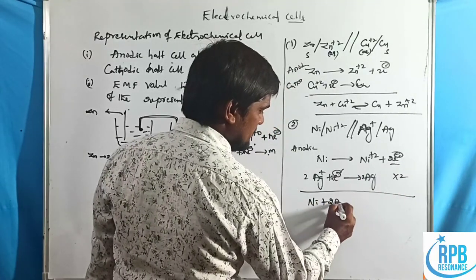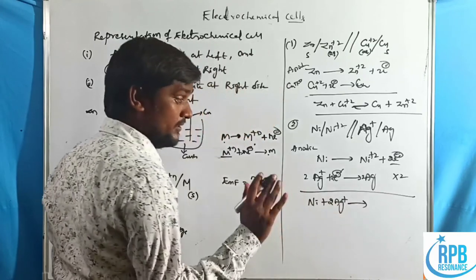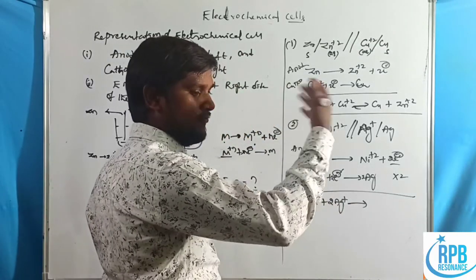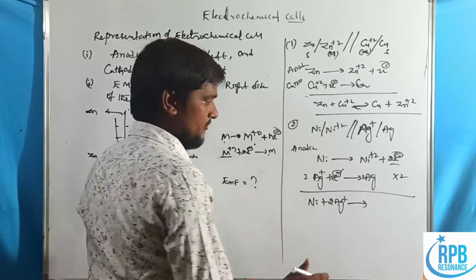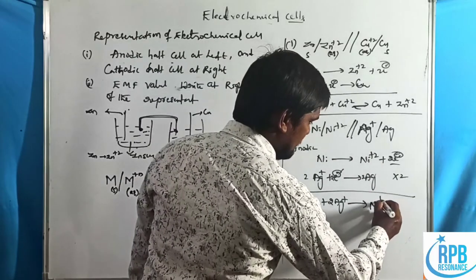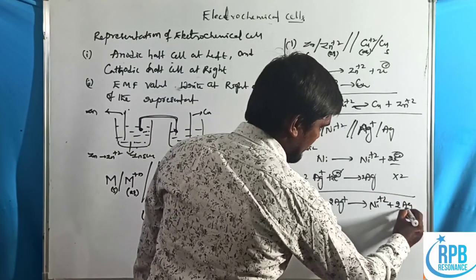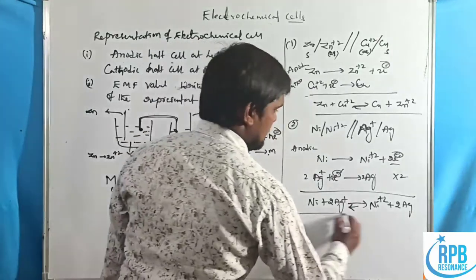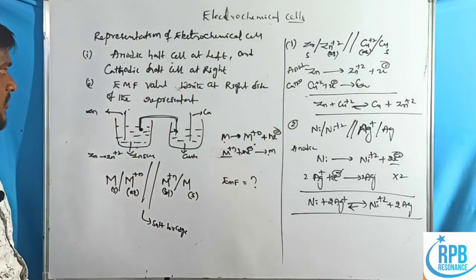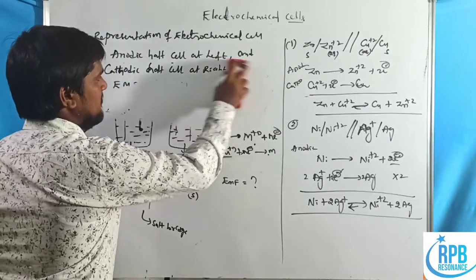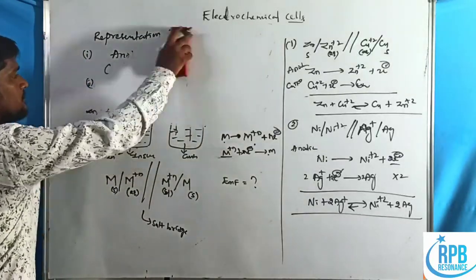Nickel plus 2Ag plus gives Ni2+ plus 2Ag, so that our future problems are verified. Otherwise, we make a mistake: 2 moles of Ag. So this is the simplest representation of a chemical cell. Now let us discuss some other chemical cell representations.